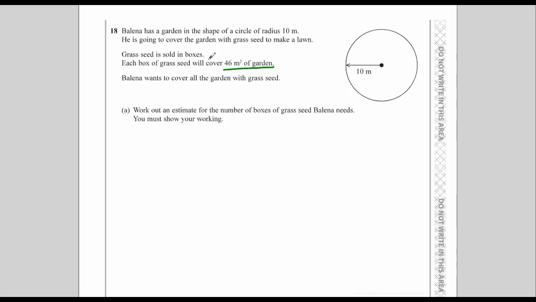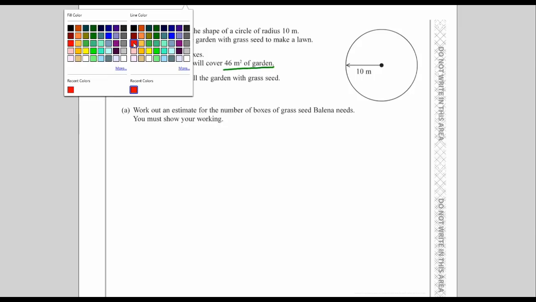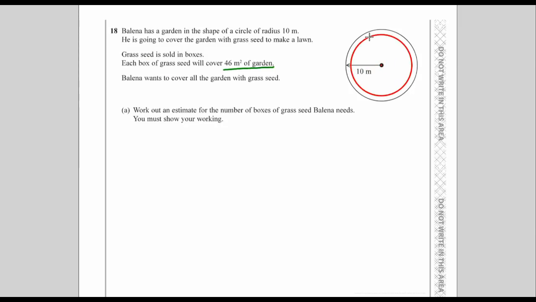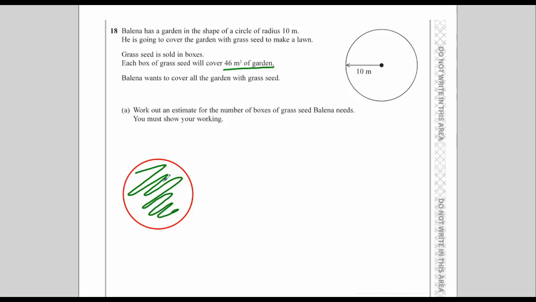Right, it's saying estimate, so we don't have to be perfect here. Now, he's got a strange shaped garden, I'm not going to lie. It's in the shape of a circle. I don't know about you, but I've never seen a garden in the shape of a circle. But that's what the examiners want, so that's what they're going to get. We want to know the area, how much grass is in this circle.